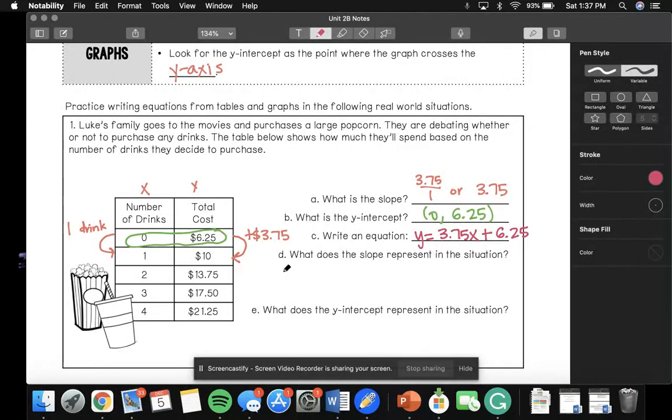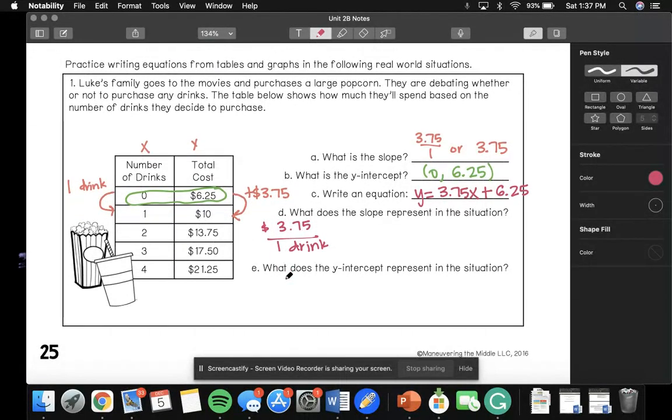Okay, the next question asks, what does the slope represent in this situation? So we had 3.75 over 1, and when I was finding the slope, I actually already wrote the labels in. So it looks like it's $3.75 for every 1 drink. So just making that make more sense, every drink that they want to buy, it would cost an additional $3.75.